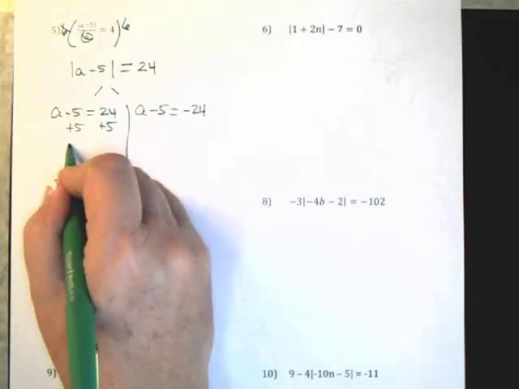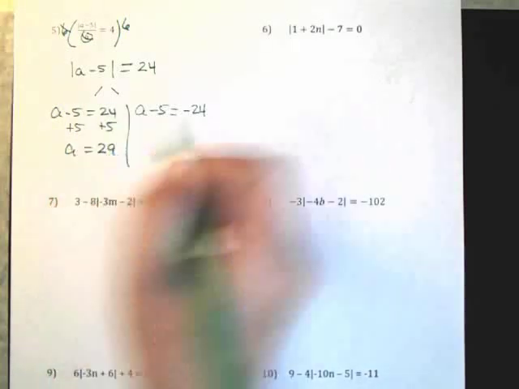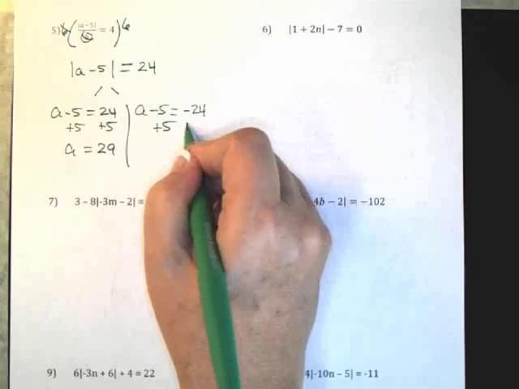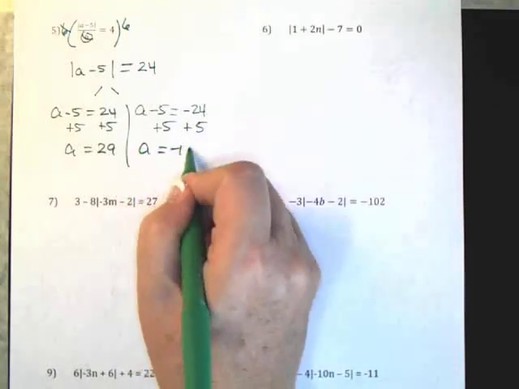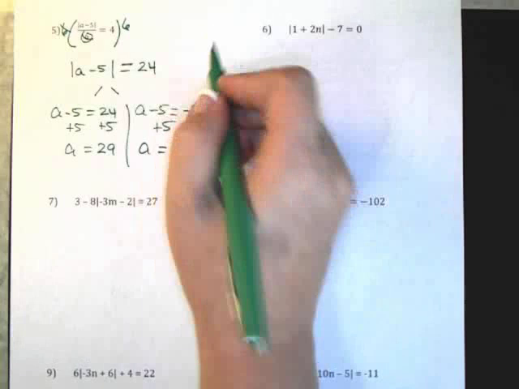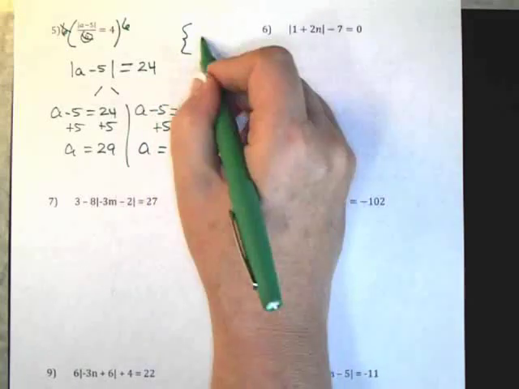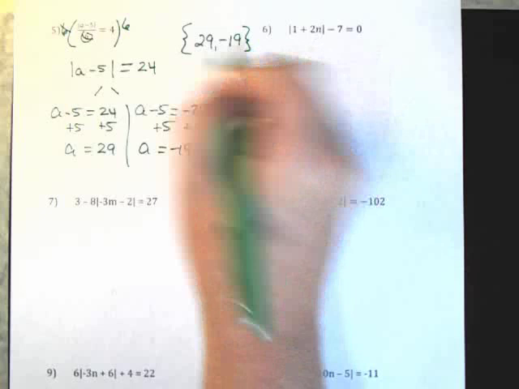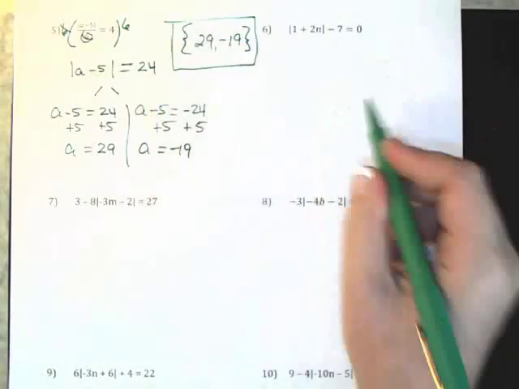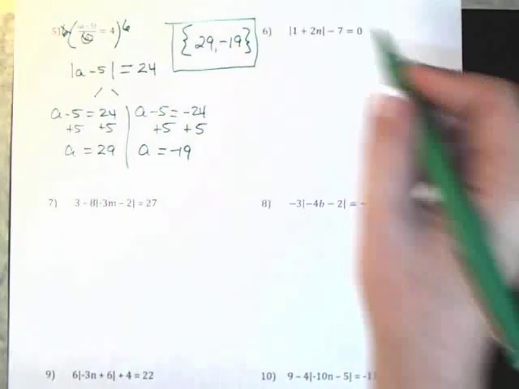Adding 5 to both sides, a is equal to 29, and adding 5 to both sides on the second equation, a is equal to negative 19. So our two solutions are 29 and negative 19. We'll put those in the set braces.